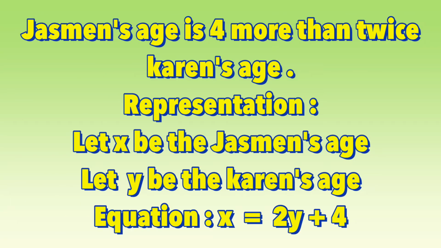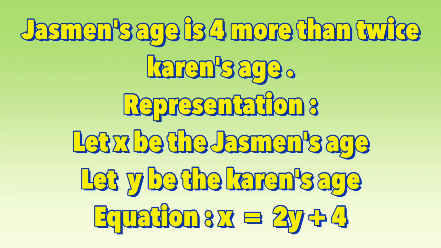Okay, next problem, number 2. Jasmen's age is 4 more than twice Karen's age. So to make an equation, we have to write the representation. And let x be the Jasmen's age and y be the Karen's age. Then read again the problem. Jasmen's age is 4 more than twice Karen's age.